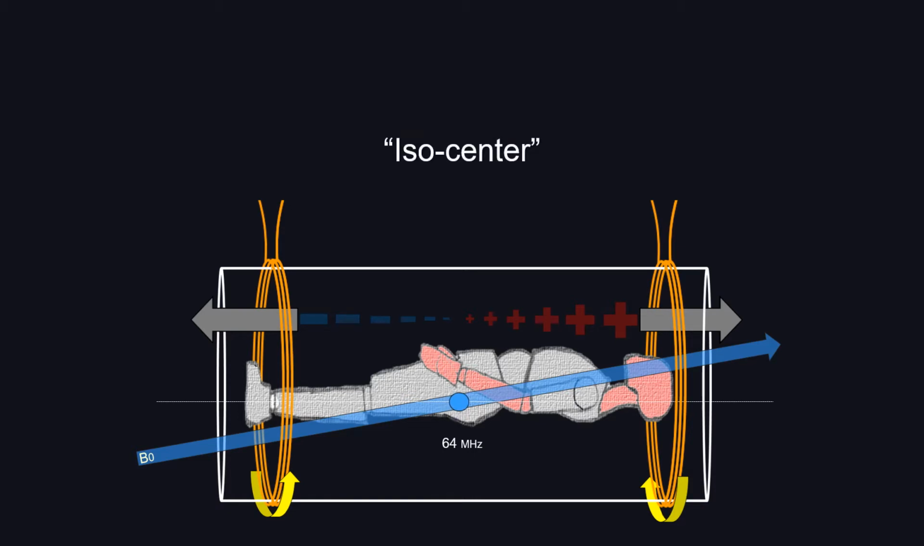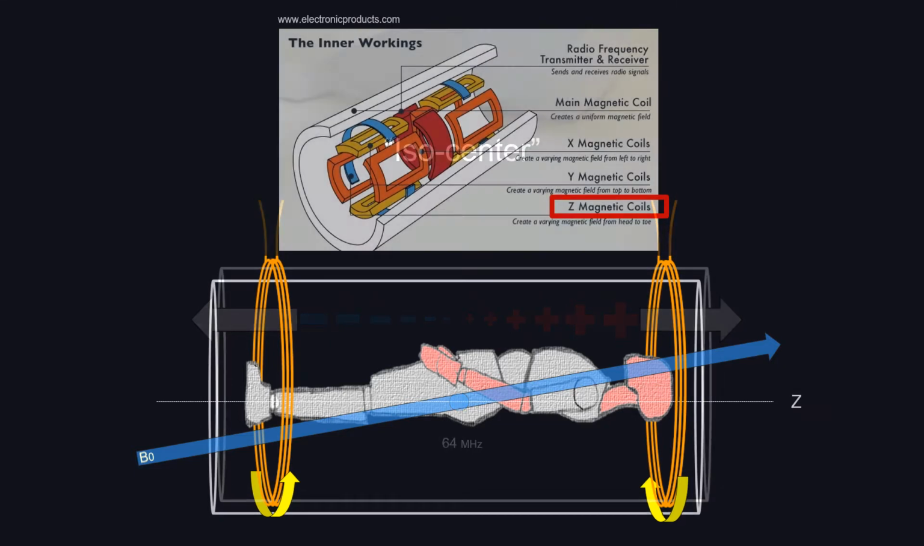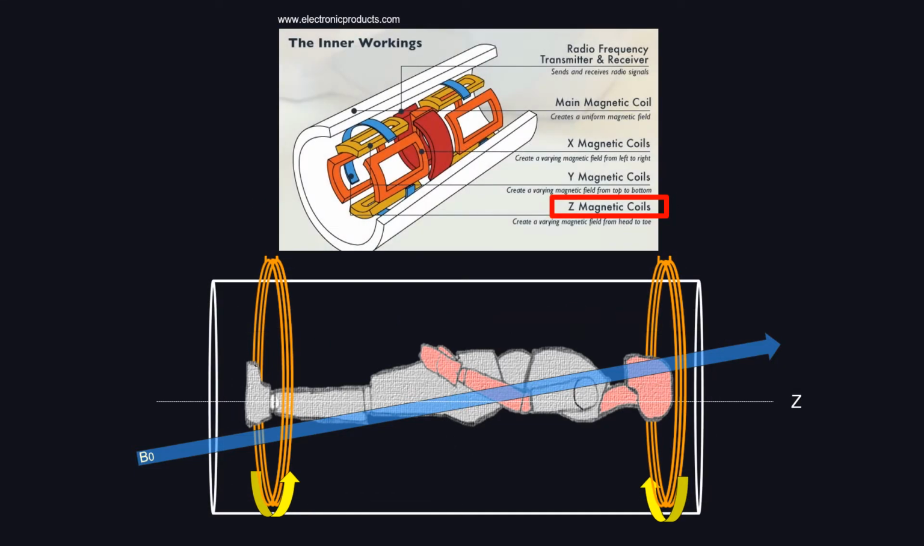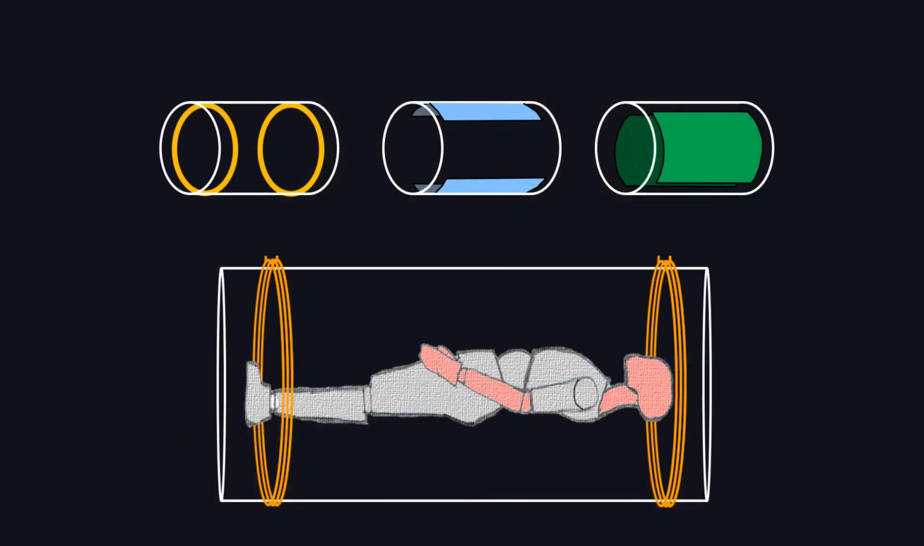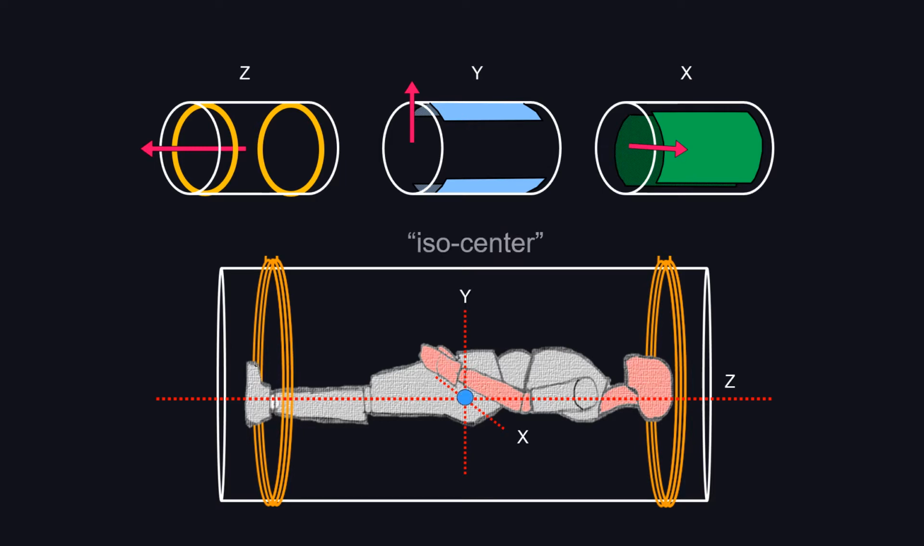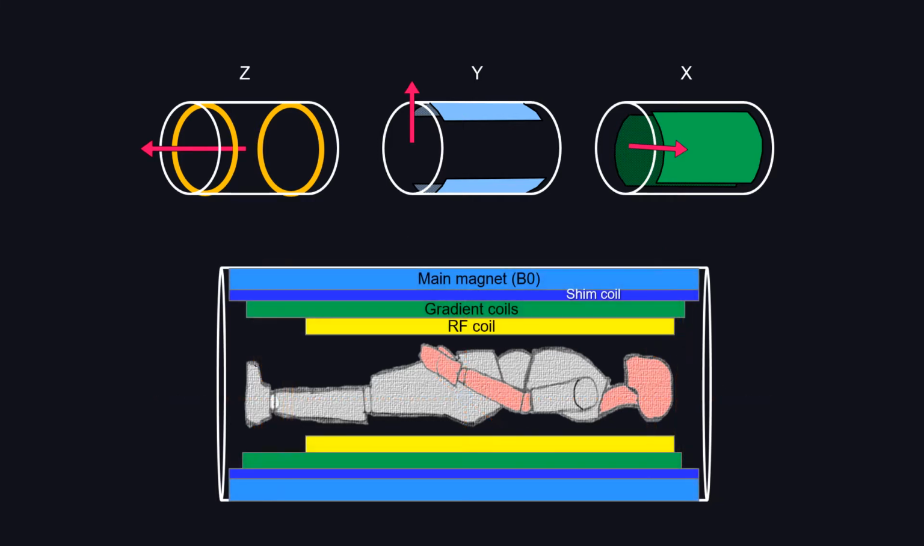Those two sets of coils create a gradient along the z-axis, so they are referred to as Z magnetic coils. Every machine has three sets of coils: a Z coil, a Y coil, and an X coil. And you can produce a gradient in any direction if you turn on a combination of different coils, other than just X, Y, and Z. And right in the center, that's the isocenter. That's where the magnetic field is most homogeneous.